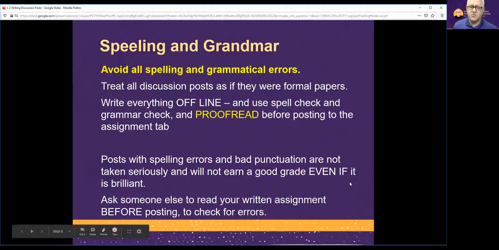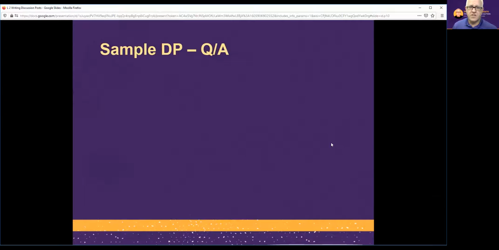Ask someone else to read your written assignment before posting it to check for errors. You can even send a draft of it to your teacher and say, hey, can you take a look at this for me? Make sure you've already proofread it first. We want to see your absolute best draft, not your worst. So let's take a look at a sample DPQA.